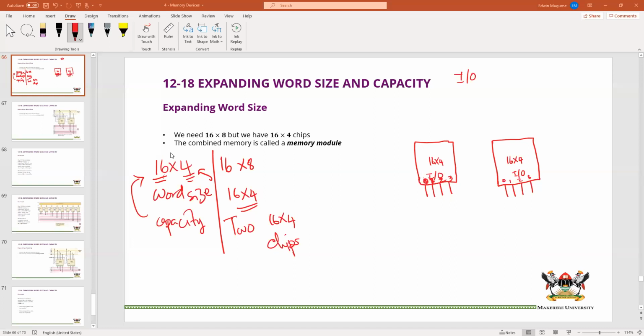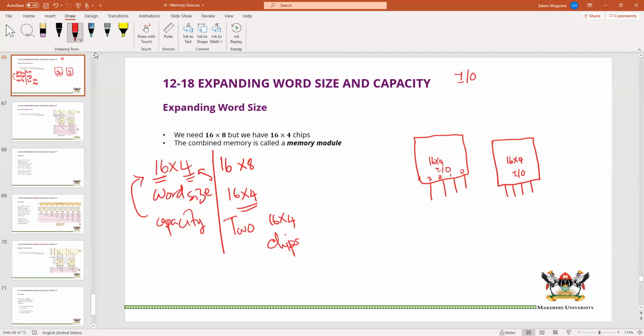The nomenclature is important. Because the most significant bit is usually on our left, I think we should keep it to our left. So my input outputs will be here: 3, 2, 1, 0.